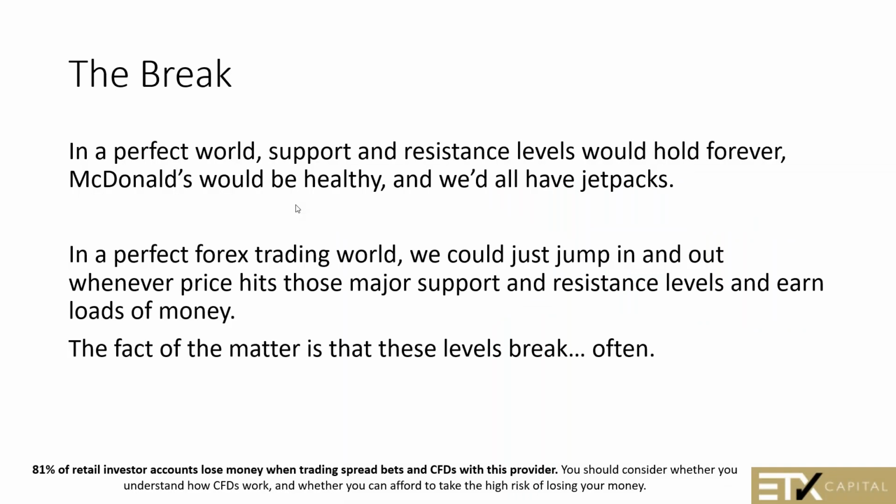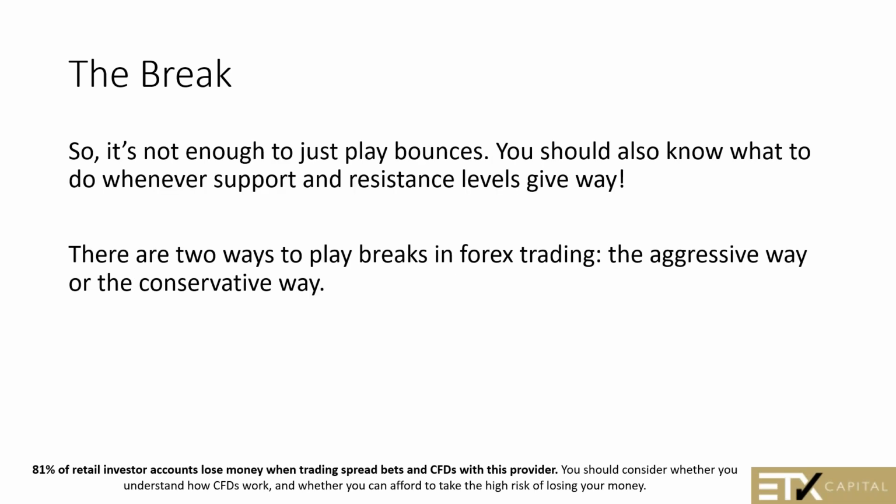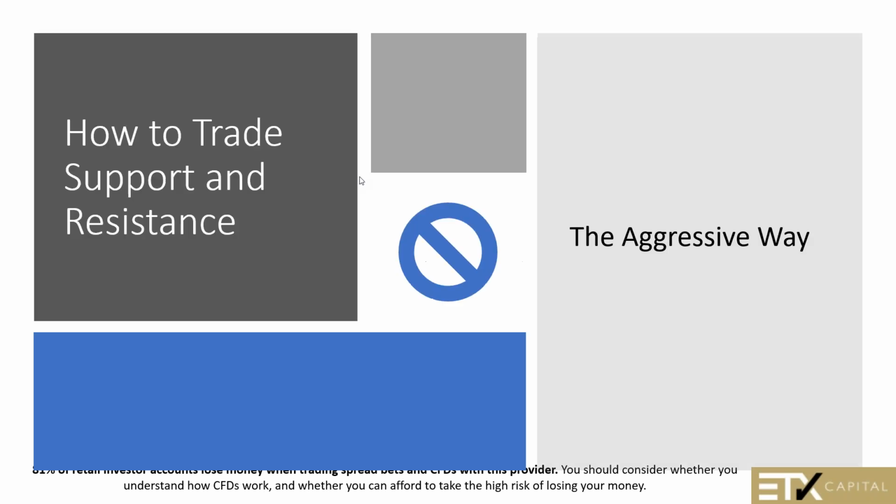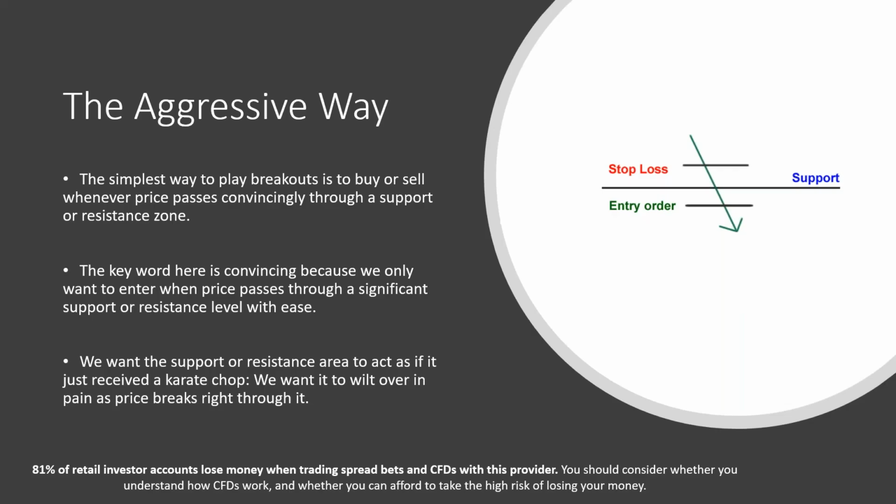And then the break. In a perfect world, support and resistance levels would hold forever. McDonald's would be healthy for us and we'd all fly around with jetpacks. In a perfect forex trading world, we could just jump in and out whenever price hits those major support and resistance levels and earn loads of money. But the fact of the matter is, price breaks these levels often. So it's not enough just to play the bounces. You should also know what to do whenever support and resistance levels give way. Now, there are two ways to trade it, either the aggressive or the non-aggressive way. But either way, you have to be prepared for when price goes through.